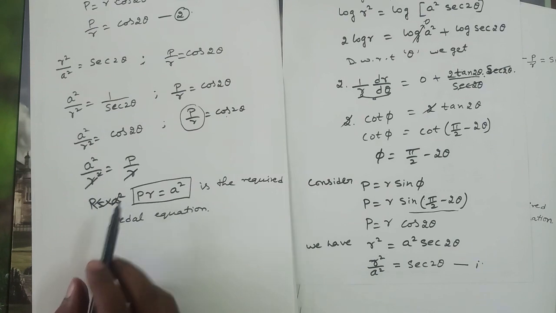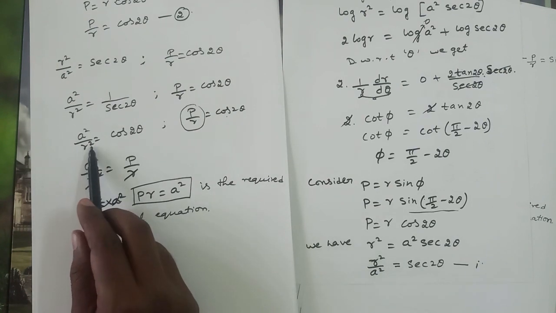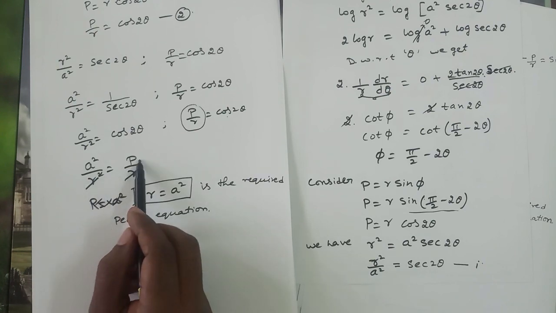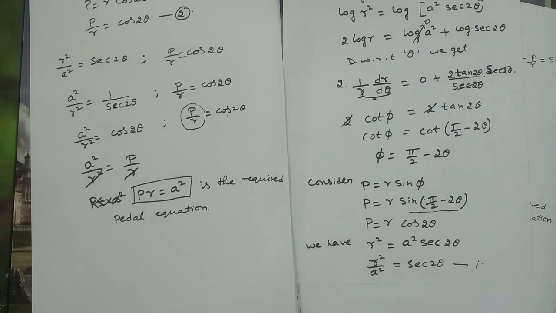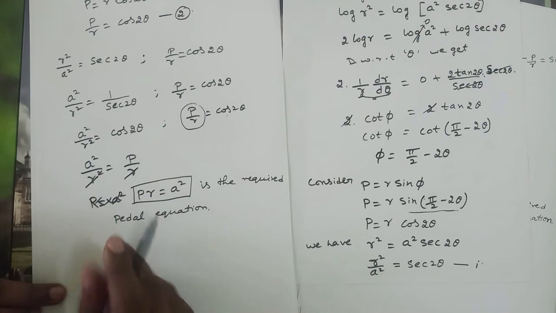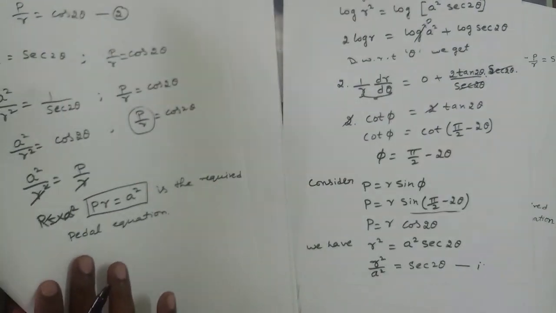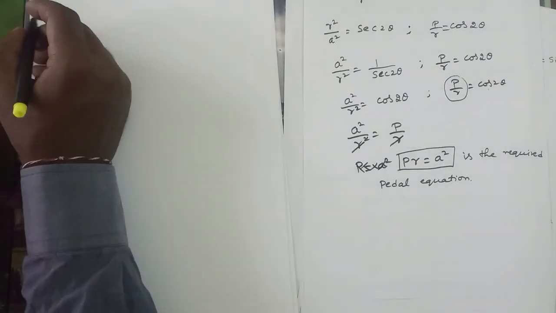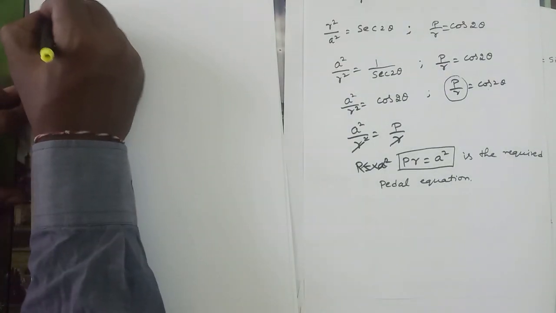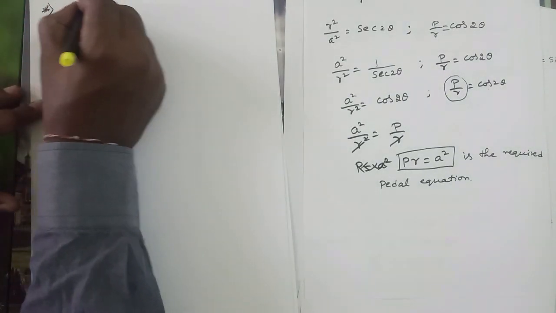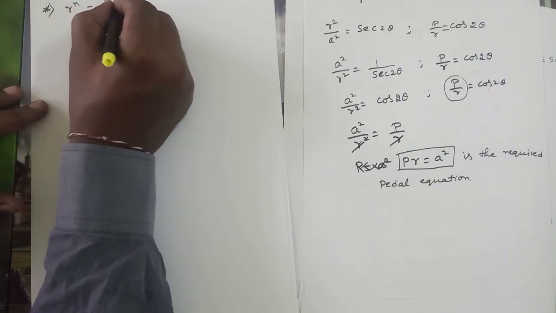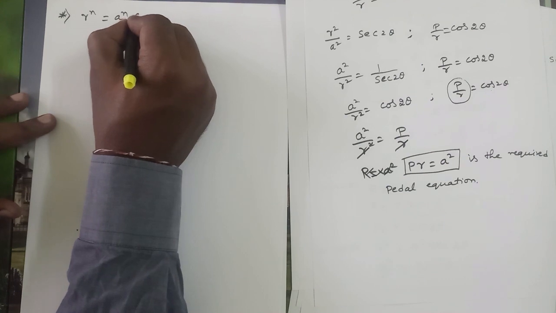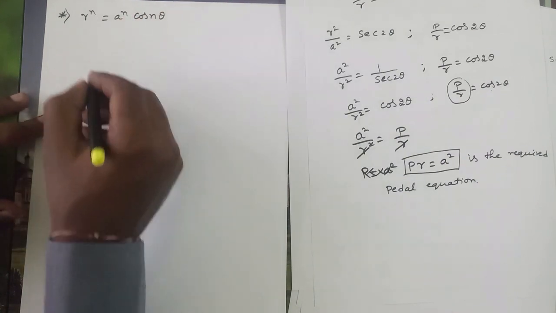So remember that one. I forgot here R square. One R gets cancelled, R is remaining, so this goes to the right hand side. So PR is equal to A square. So next here, R to the power of n equals A to the power of n into cos n theta.